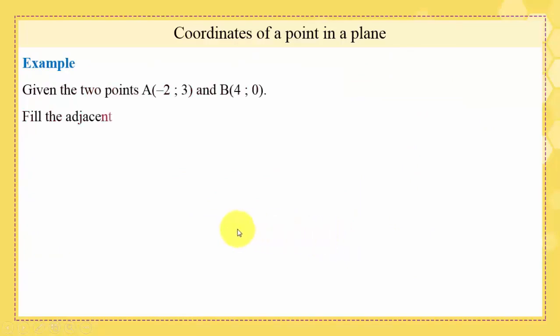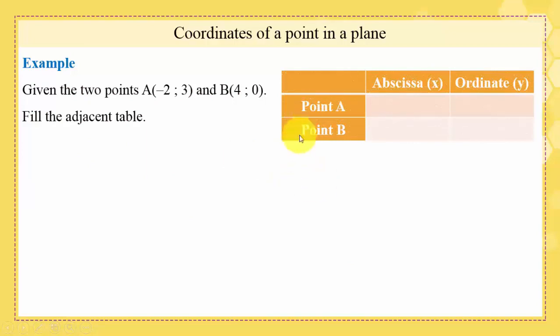Example. Given the 2 points A and B, fill the adjacent blank. Point A, abscissa x, ordinate y. What is the abscissa of point A? It is -2. Ordinate of point A, it is +3. Abscissa of point B, it is 4. Ordinate of point B, it is 0.